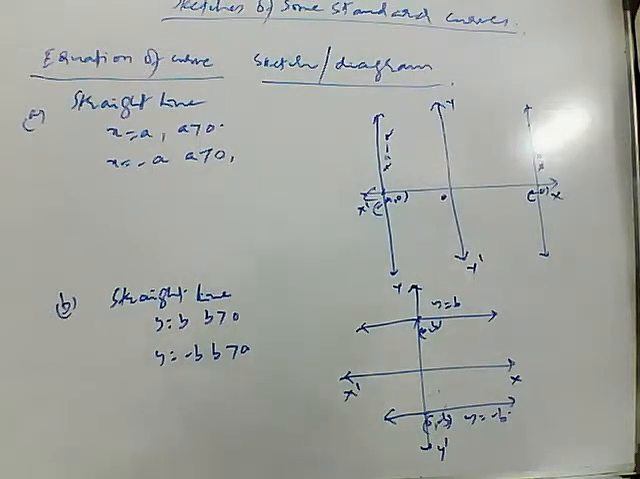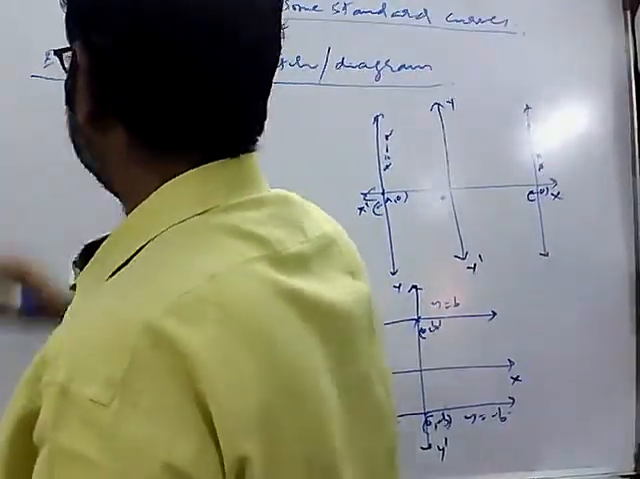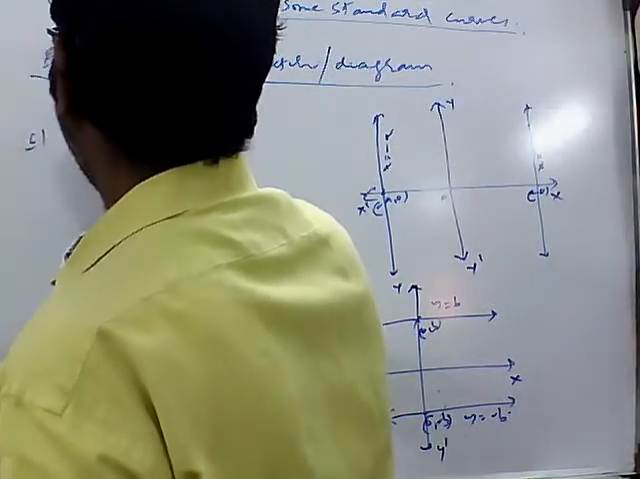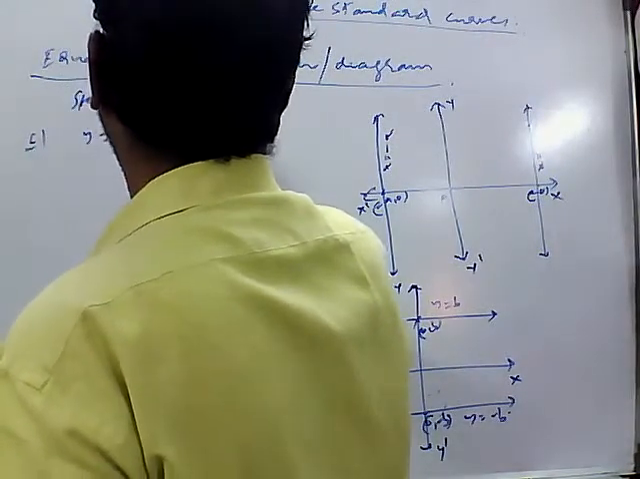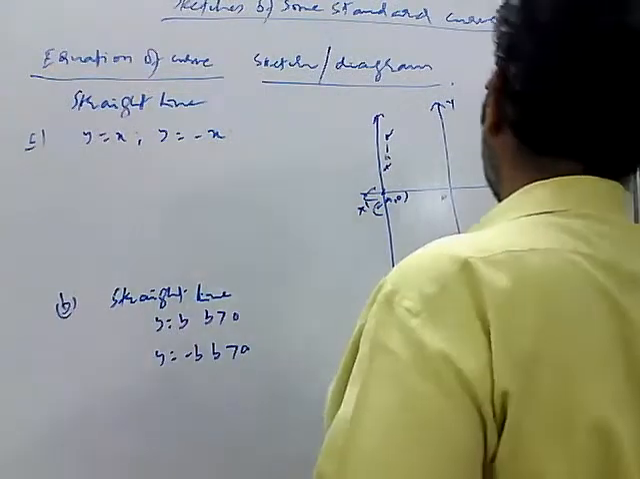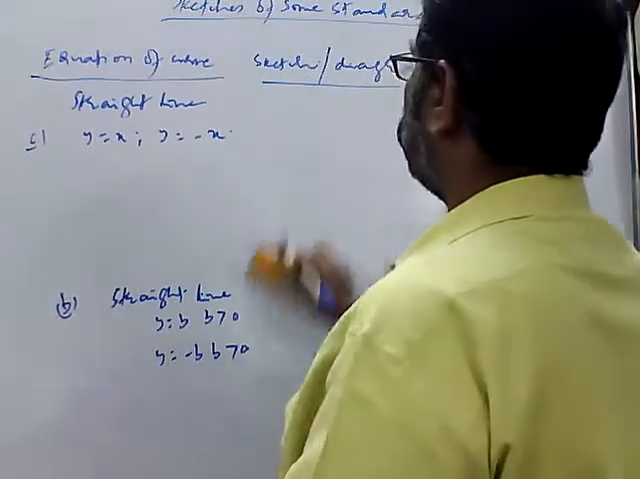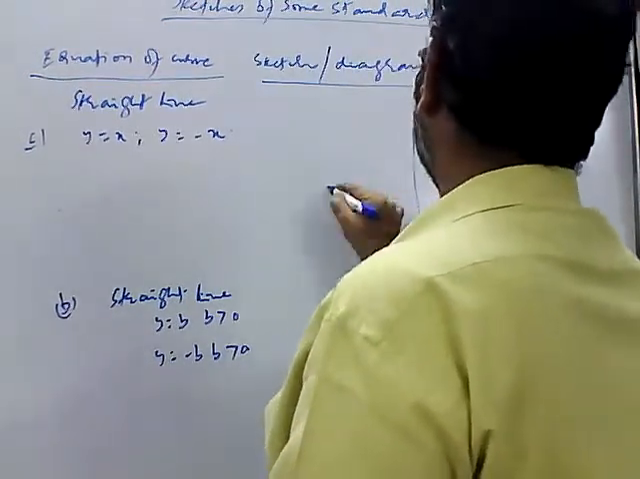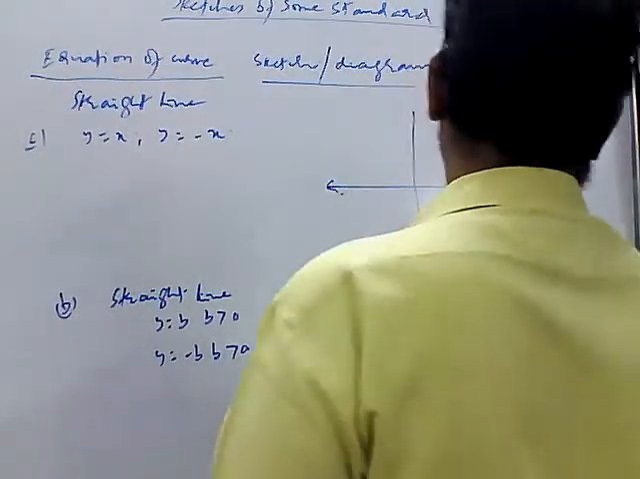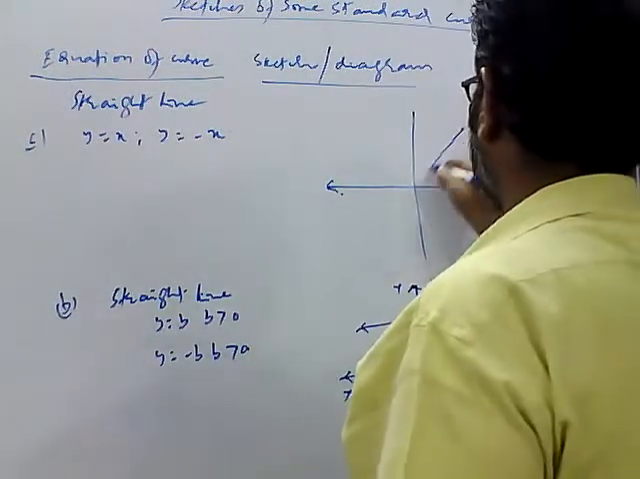Okay, next question. Next figure we'll go. y equal x and y equal minus x. So we'll go for this part, because the figure is very important for finding the area. So y equal x will be the diagonal this way, and y equal minus x will be this way.